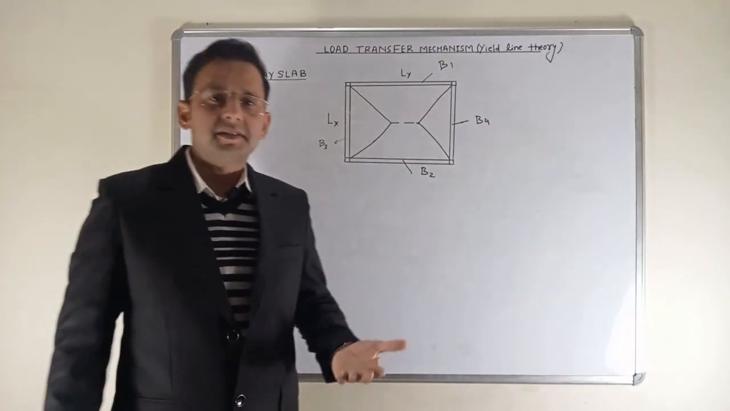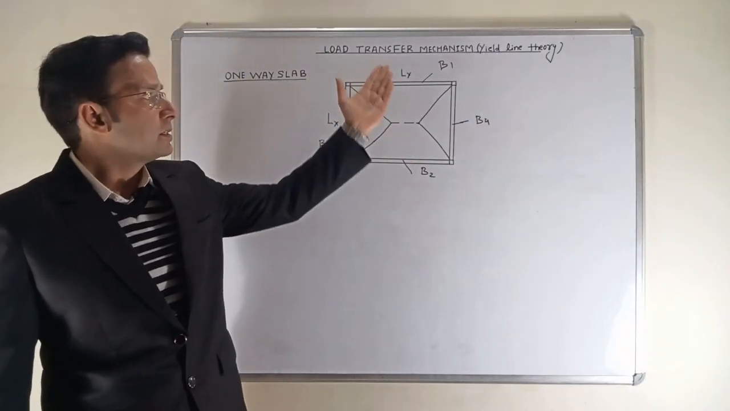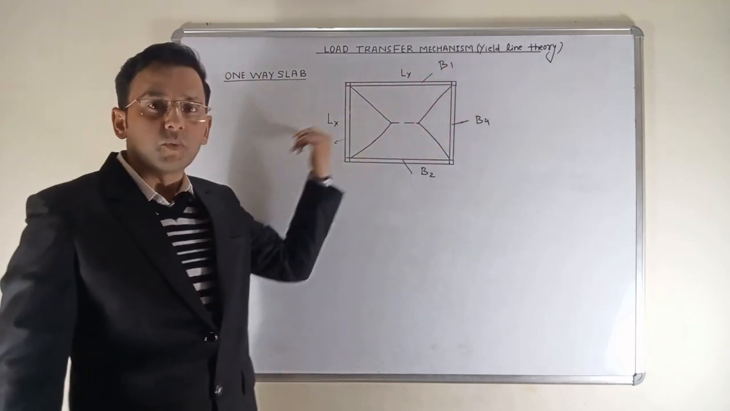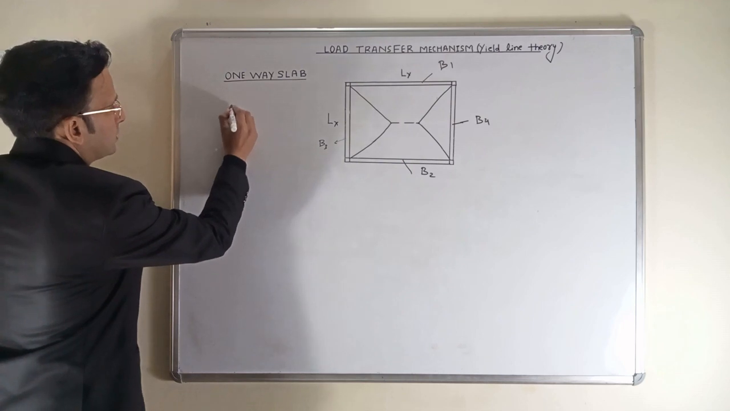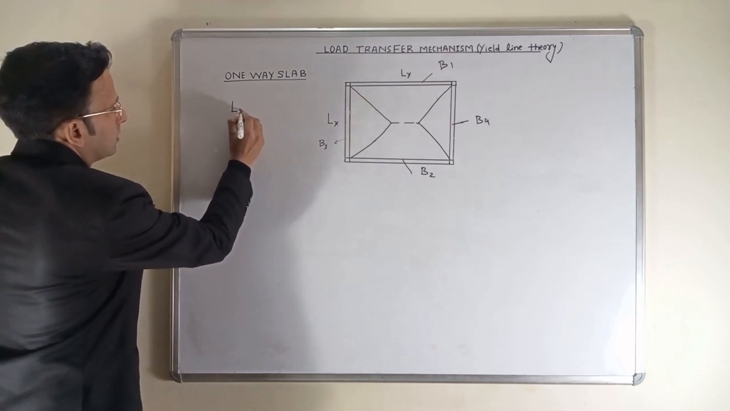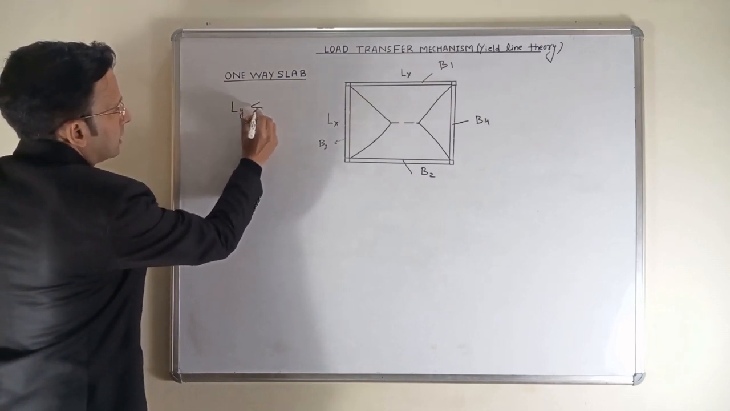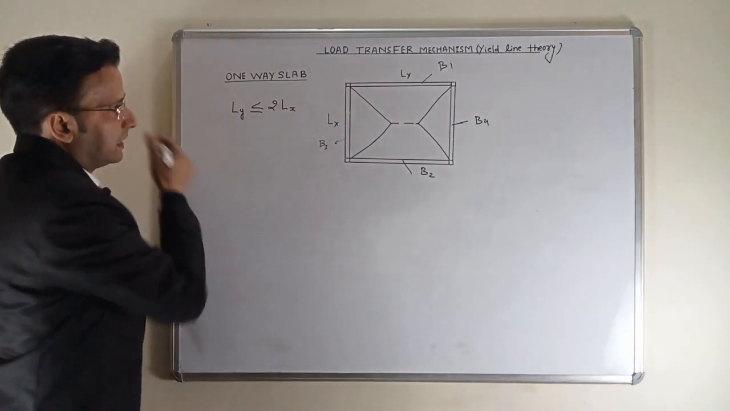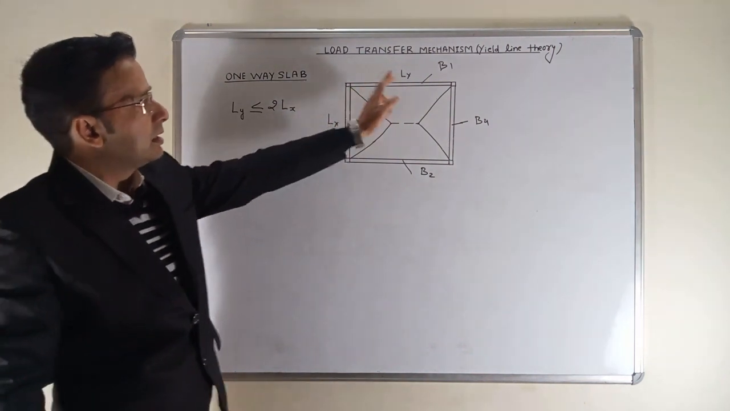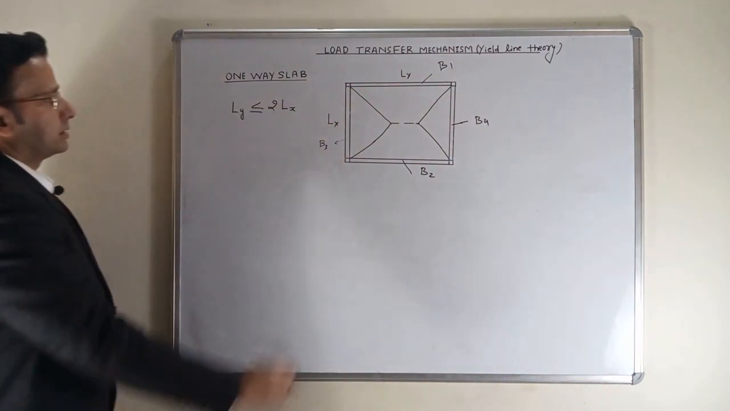Now let's discuss this load transfer mechanism by yield line theory for the two-way slab. So you might know two-way slab. Two-way slab is that for which Ly is less than or equal to 2 times Lx. Lx is the shorter dimension and Ly is the larger dimension.